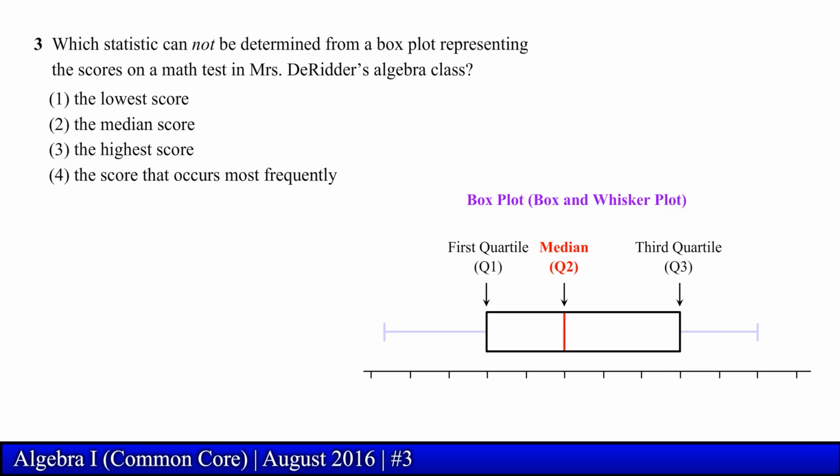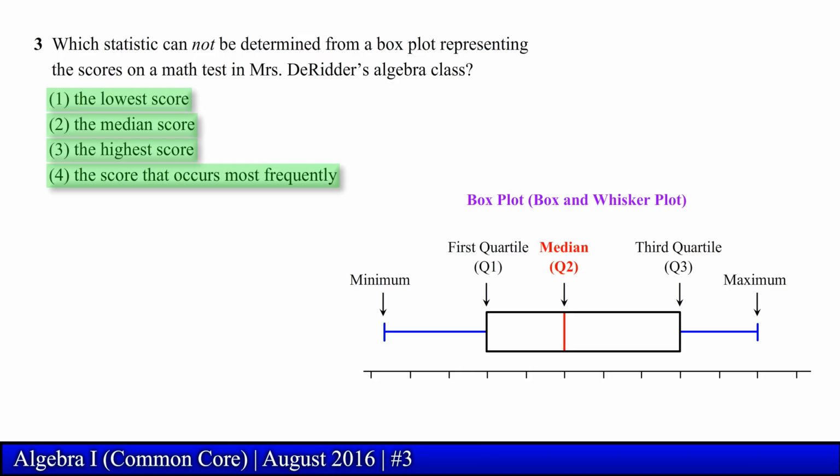In addition to the box, 2 horizontal lines called whiskers extend from the left and right side of the box. The left whisker starts from the first quartile, Q1, and extends to the smallest or minimum value of the data set. The right whisker starts from the third quartile, Q3, and extends to the largest or maximum value of the data set. For this problem, we need to choose the option with the statistic that cannot be determined from a typical box plot. Let's systematically go down the options.